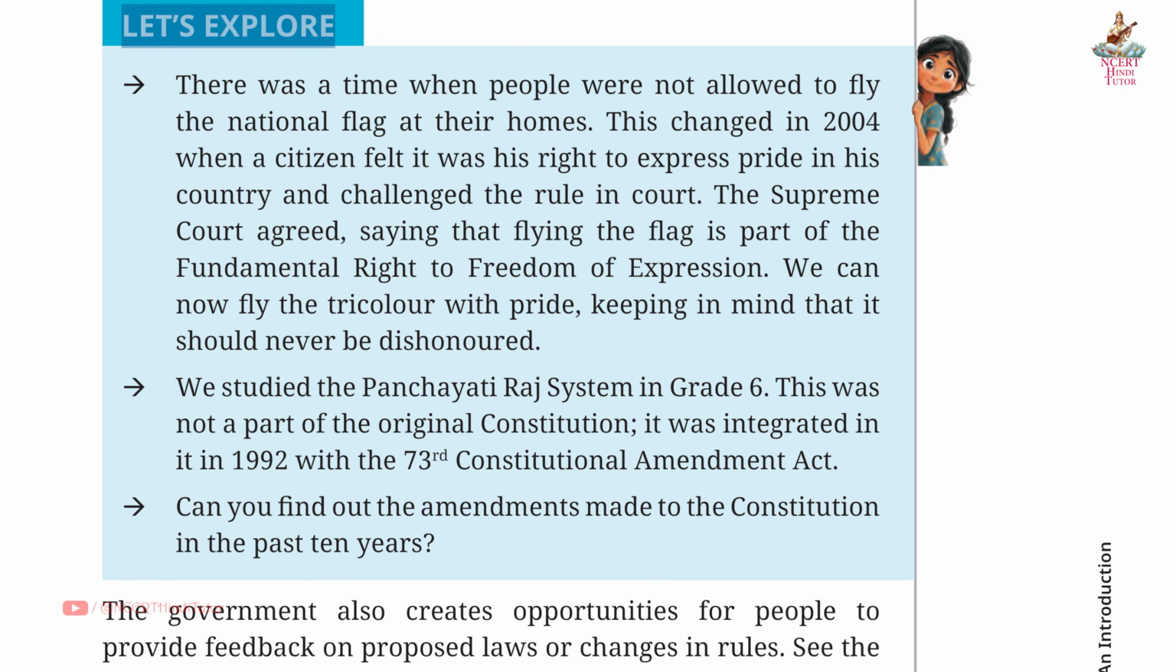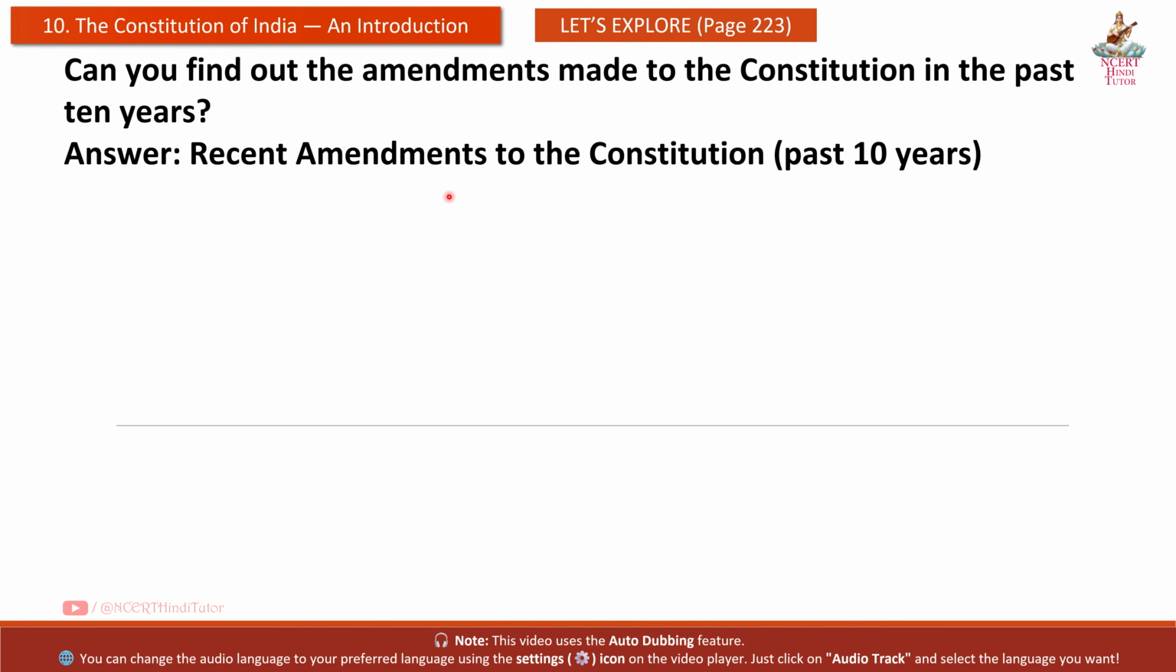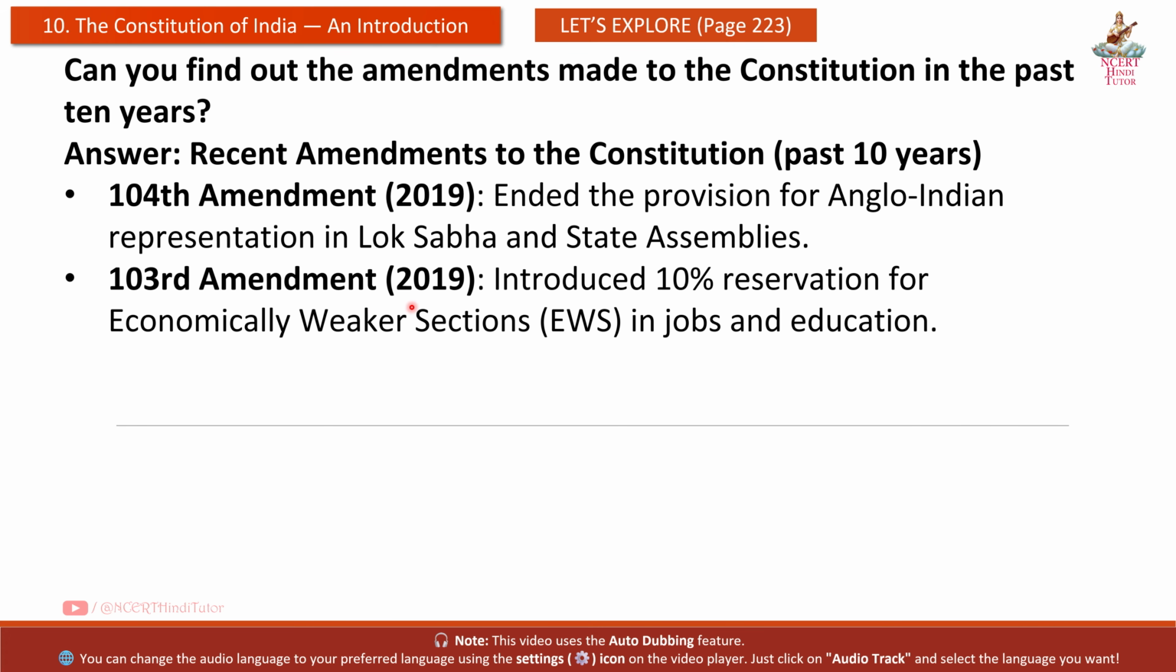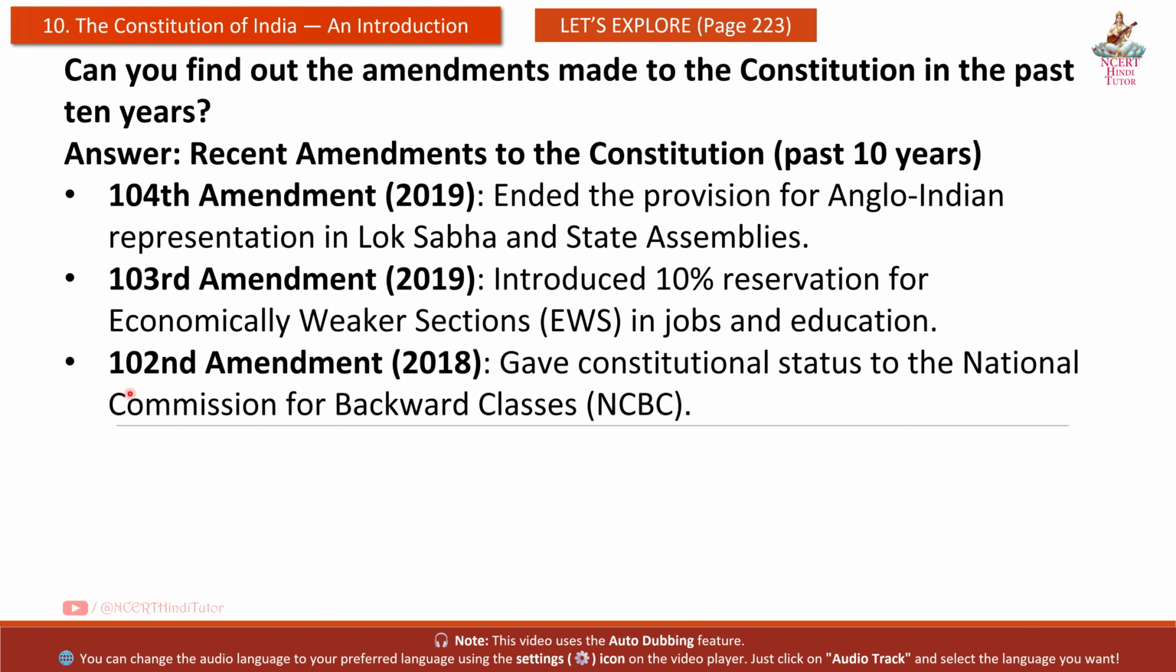Let's explore page 223. Can you find out the amendments made to the Constitution in the past 10 years? Answer: recent amendments to the Constitution in the past 10 years. 104th Amendment 2019 ended the provision for Anglo-Indian representation in Lok Sabha and state assemblies. 103rd Amendment 2019 introduced a 10% reservation for economically weaker sections (EWS) in jobs and education. 102nd Amendment 2018 gave constitutional status to the National Commission for Backward Classes (NCBC).